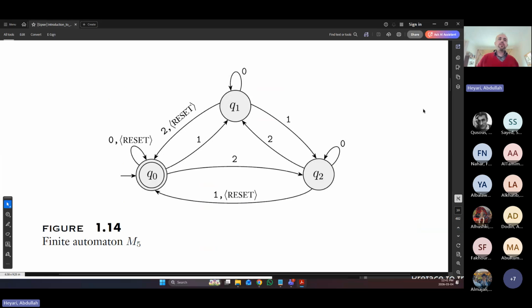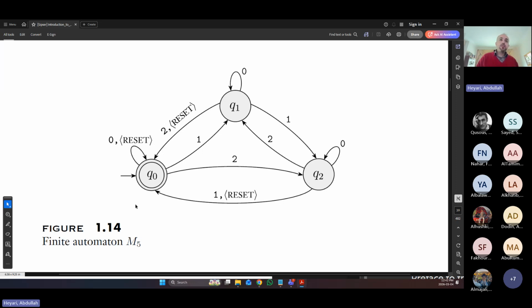Let's read it. 1 would take me from Q0 to Q1, followed by a 0, I am still at Q1, followed by a reset, I am back to Q0, followed by 2, I'm going to Q2, followed by another 2, going back to Q1, followed by a 0, still at Q1, followed by a 1, going to Q2, and then 2, back to Q1. I forgot to do a reset here. We've got 2 and another 2, going back to Q0.